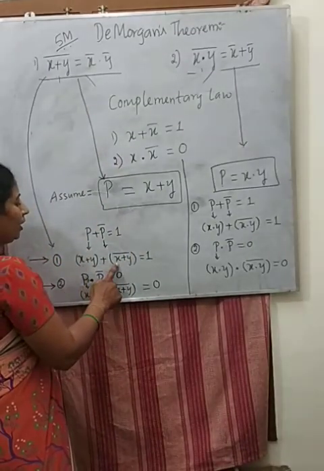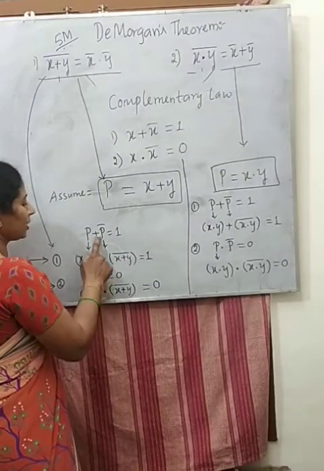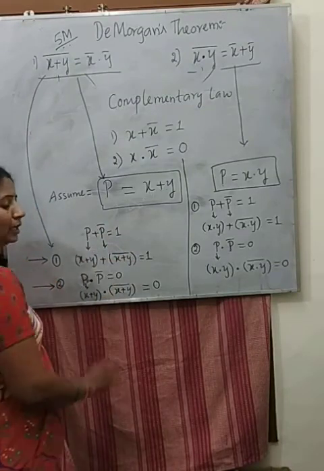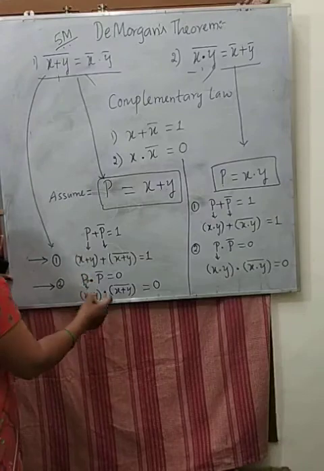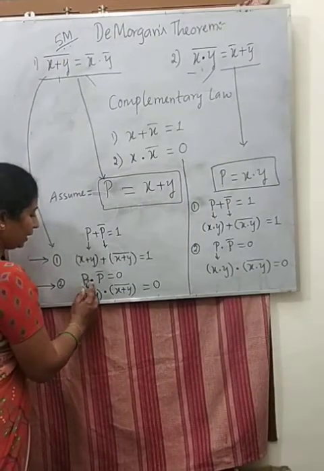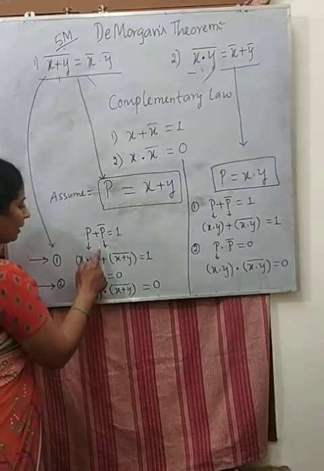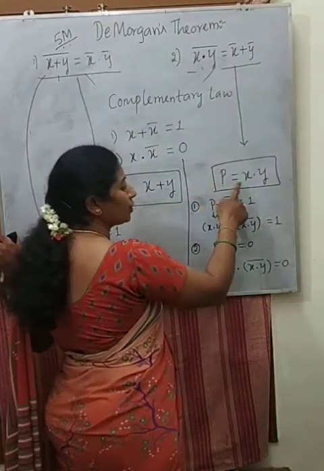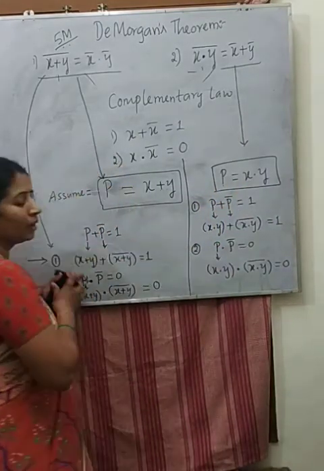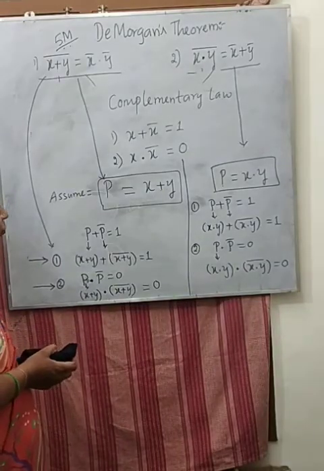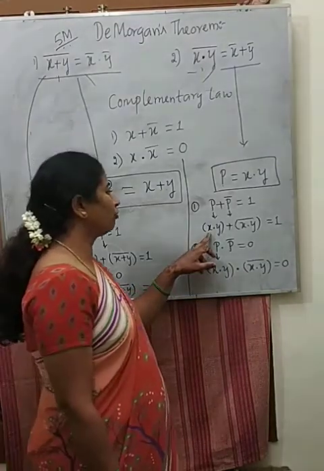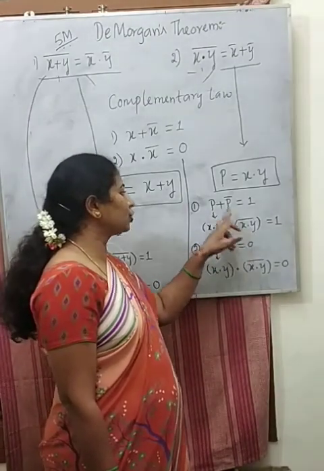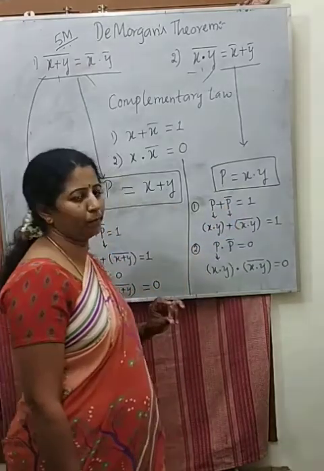X plus y. Here, how did you get x plus y complement? Here, p is x plus y. P has a complement, so completely it is a complement. Similarly, write for p into p complement is equal to 0. Here it was plus, here it is dot. In the second theorem, we are assuming p as x into y. In the place of p, we can take x into y. The plus will be as it is, x into y. Here p has a complement, hence it is a complement.